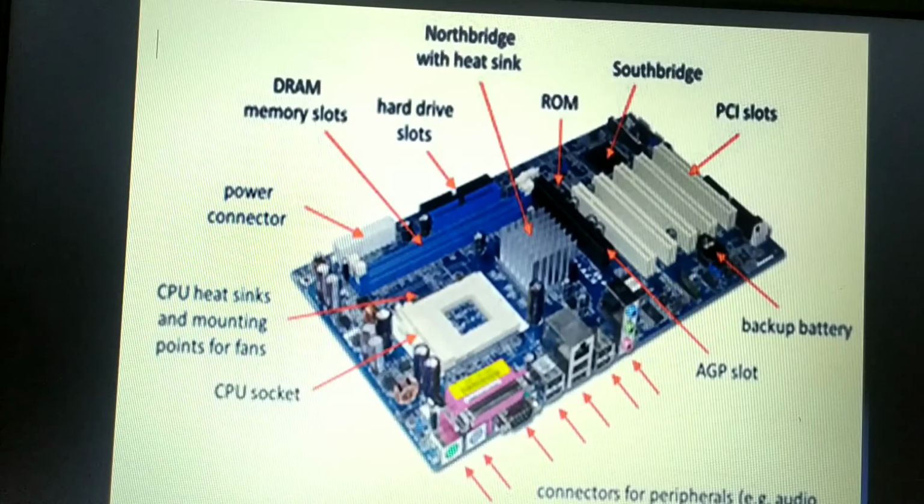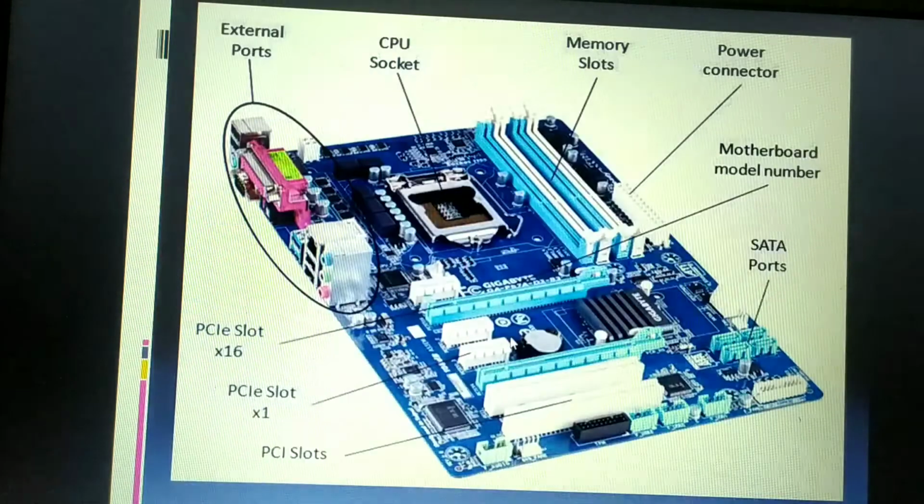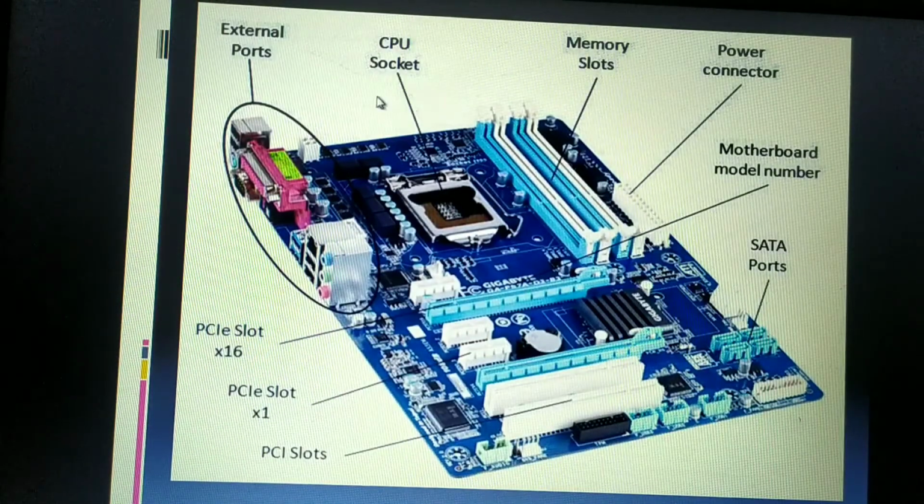Moving on to the next one, that is the components of the motherboard. What are the different components that are placed or mounted on the motherboard? We will see it. You can see here clearly these are the external ports. These are the memory slots. This is the power connector, 20 or 24 pins. These are the SATA ports. You can see the motherboard model number has been placed. This is the CPU processor. These are the PCI sockets. These are the external ports. I hope you will be able to understand.